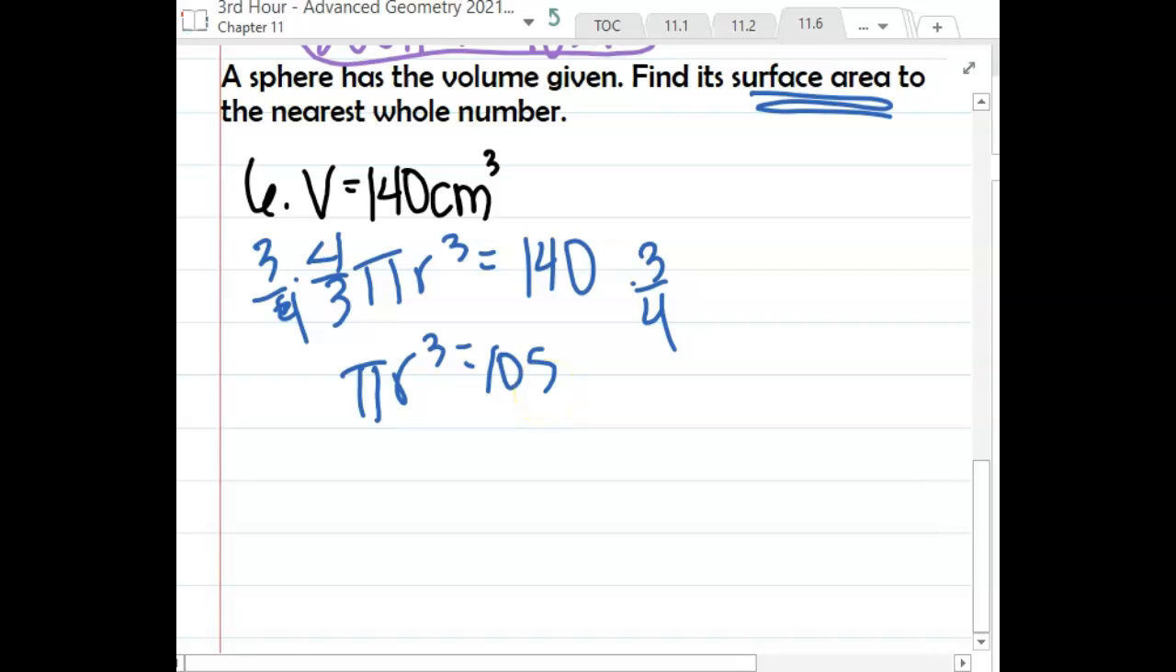Remember, I'm solving for r, and pi is not a variable. I think we oftentimes think of it as a variable because it's a symbol, but it's a number, right? So I can divide both sides by that number. I can divide both sides by pi, and we get r cubed equals 105 divided by pi, which gives you about 33.4.